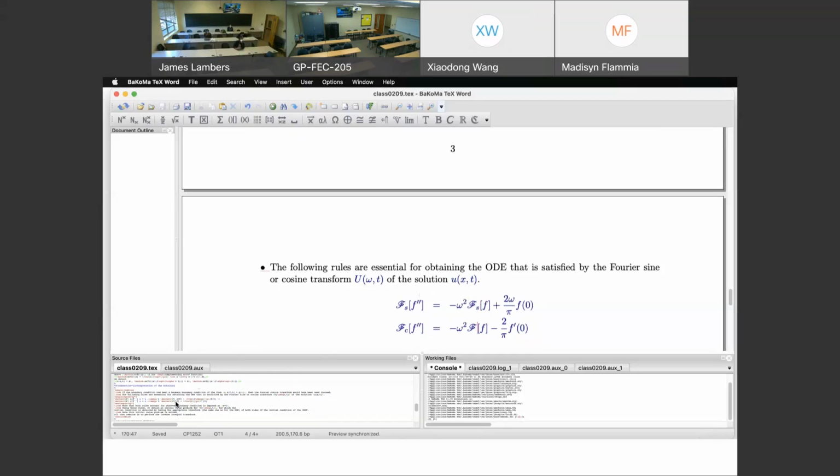Similarly, the cosine transform of the second derivative is minus omega squared times the Fourier cosine transform of the original function, and again a boundary term. And it's from the boundary term that you can see why we use certain transforms for certain boundary conditions. It would not make sense if your boundary condition was u_x of 0, t is equal to something. It would not make sense to use this because you don't know what this is at the boundary. This boundary condition isn't specifying that.